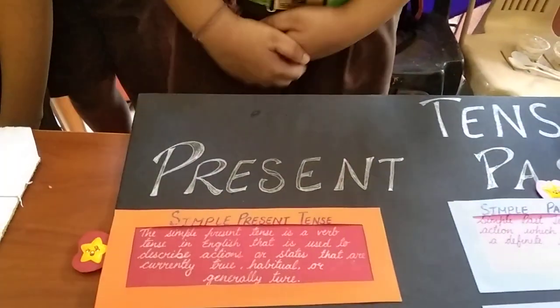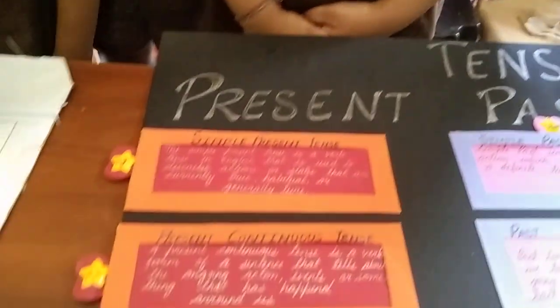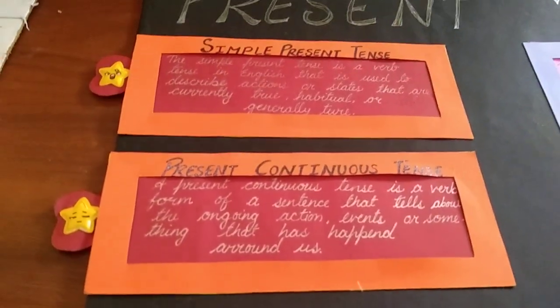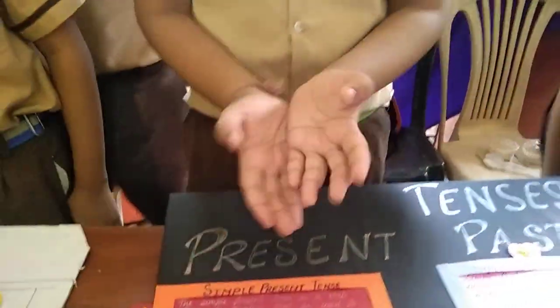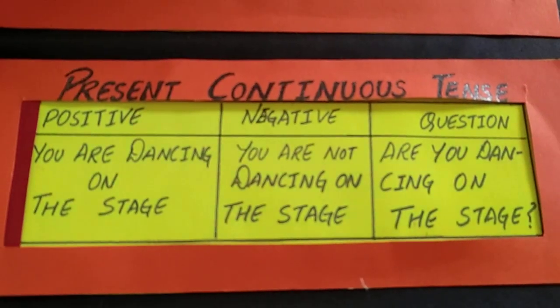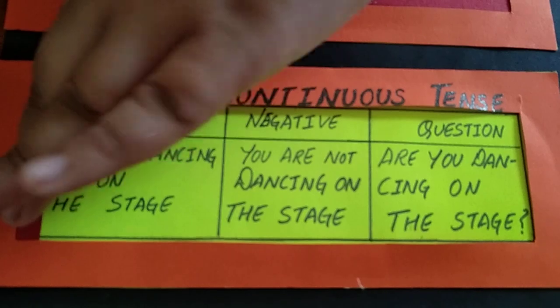Now, present continuous tense. Present continuous tense is a verb form in a sentence that tells us about an ongoing action, even something that is happening around us. For example, on the stage. Negative. We are not dancing on the stage. Interrogative. Are you dancing on the stage?